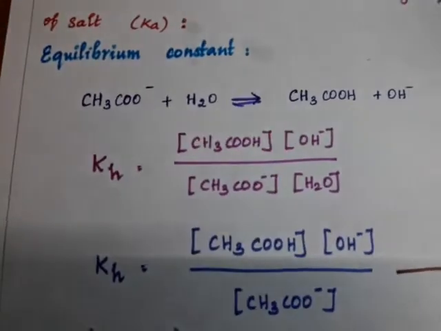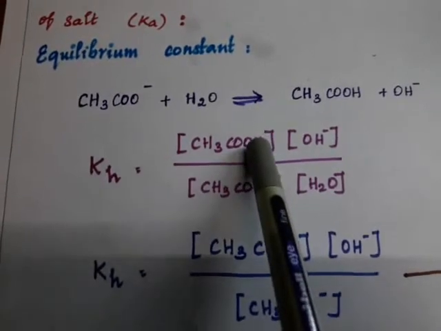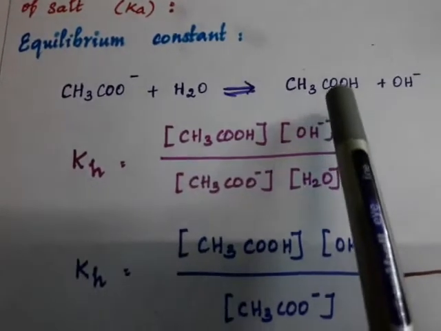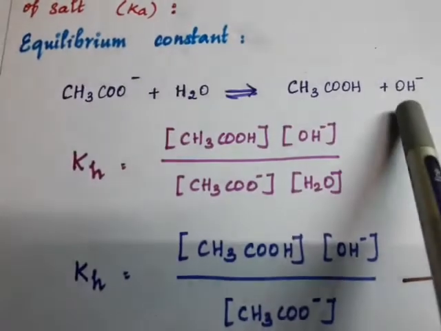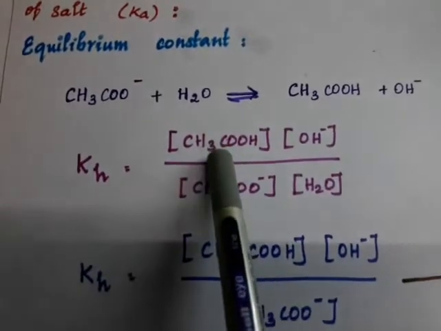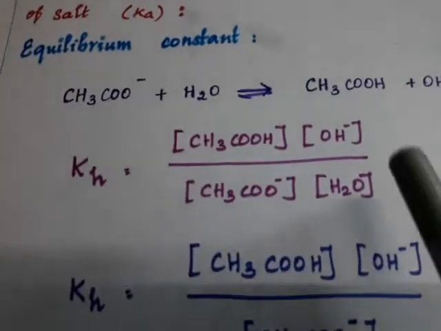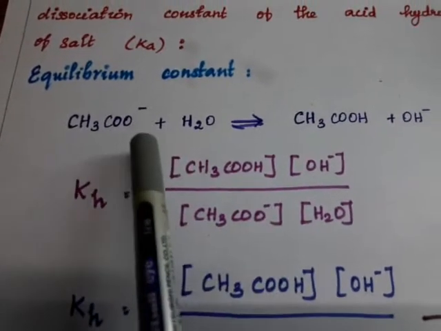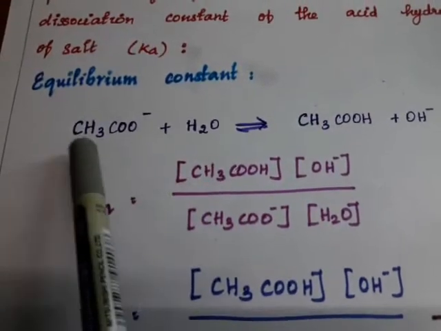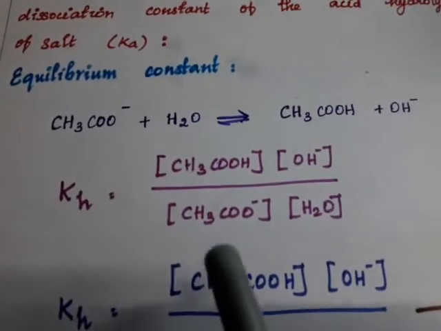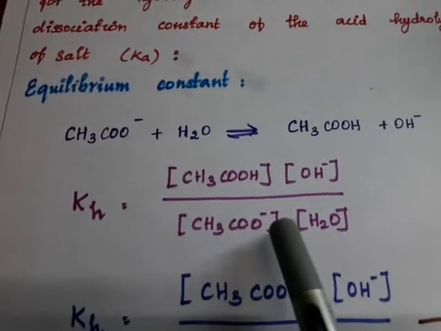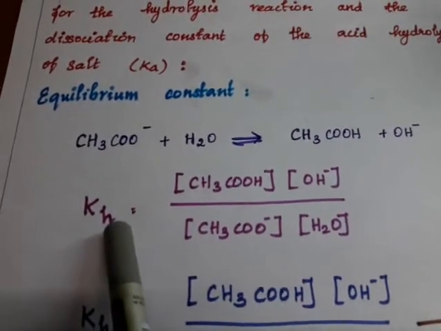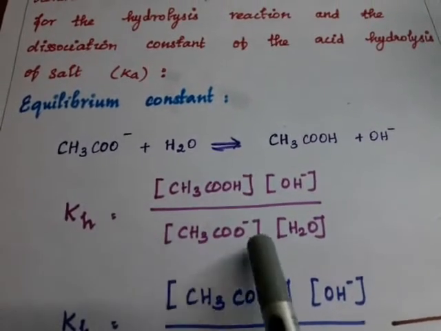So what is Kh? Kh is equal to the concentration of the products by the concentration of the reactants, right? What are the products? Acetic acid and OH minus. So you write the concentration of acetic acid and the concentration of OH minus ion, divided by the reactants. What are the reactants? Acetate ion and water. So concentration of acetate ion into concentration of water. This is the equilibrium constant for the hydrolysis reaction, products by reactants.